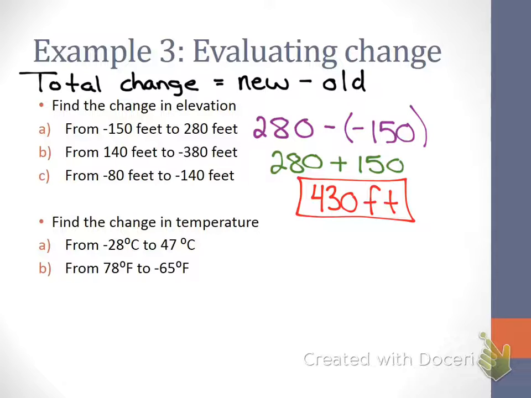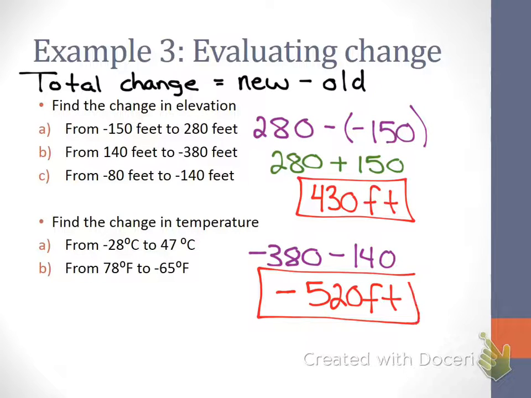All right, let's look at the second one. New minus old again. So what's my new elevation? Negative 380. What's my old elevation? It's positive, so I subtract 140. The reason I don't have a double negative is because 140 is positive. Okay? So now, do I have same sign or different? Same. So what do I do? Add and keep. Very good. So when I add and keep, what do I get? Negative 520 feet.